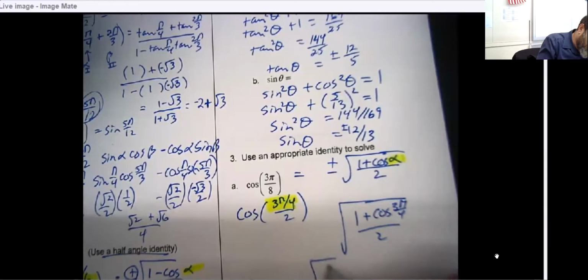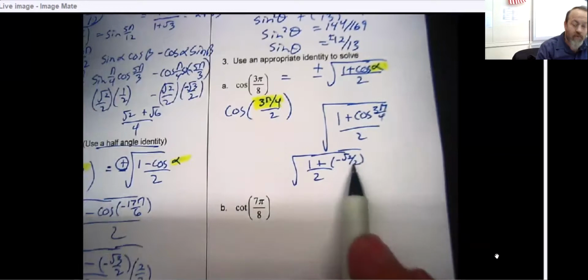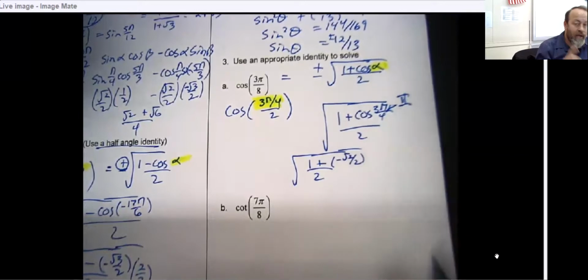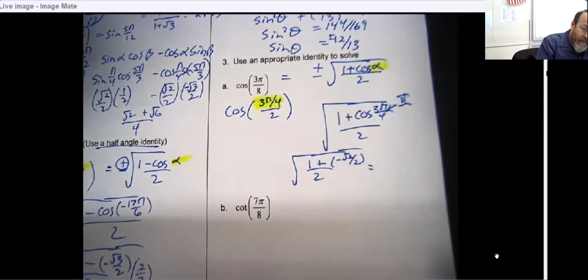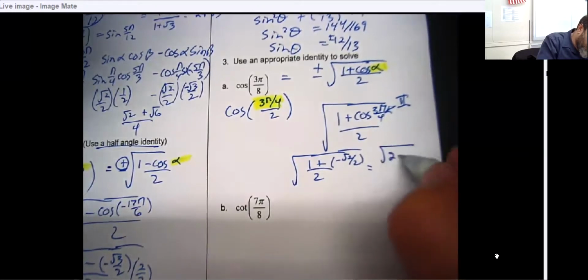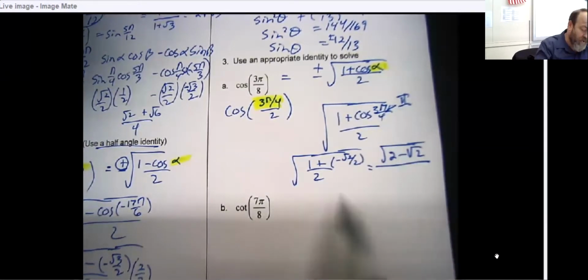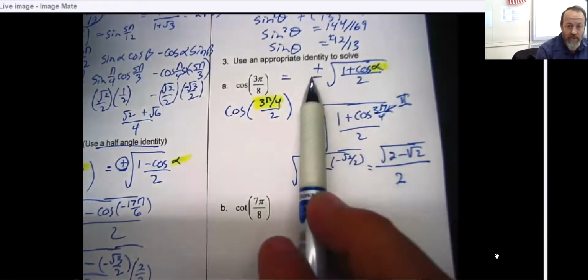I know that I have 1 plus, this is going to be a negative root 2 over 2 inside here, because the cosine of 3 pi over 4 is negative root 2 over 2, because this is in quadrant number 2. However, we're going to do one more thing, which is I'm going to multiply the top and bottom by 2, and I'm going to have a square root of 2 minus root 2 inside there. And again, just like that previous problem, when I multiply by 2, I get a 4, but the square root of 4 is 2. Now, I haven't mentioned the plus or minus, so let's make sure we finish that.